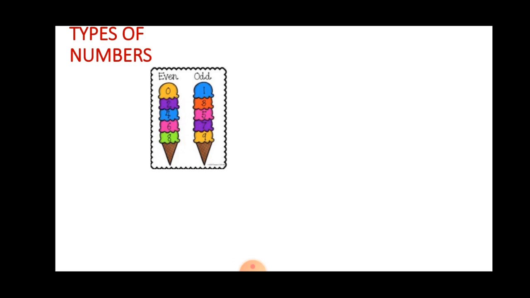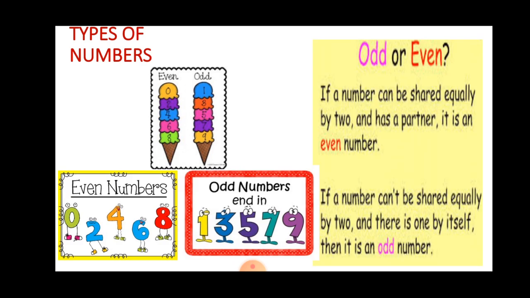Let's say that we have 2 donuts with us and we want to share those 2 donuts equally among 2 people as a whole number. While sharing those 2 donuts among 2 people, you will find that each person will get one donut. Means you can see that whenever a number can be shared equally by 2 and they have a partner, then that number is termed as an even number.